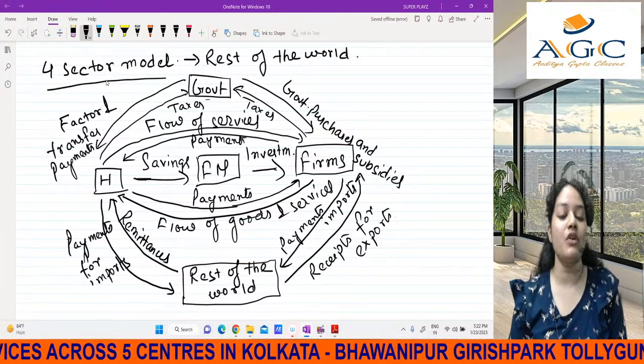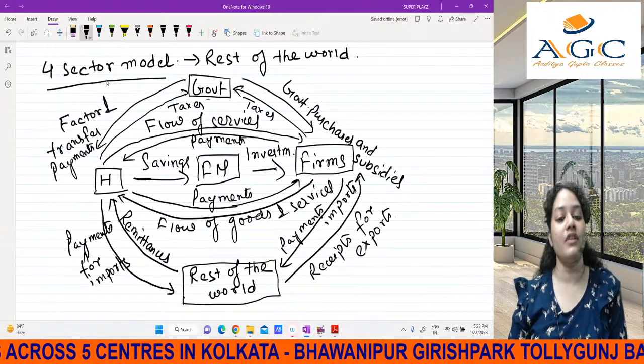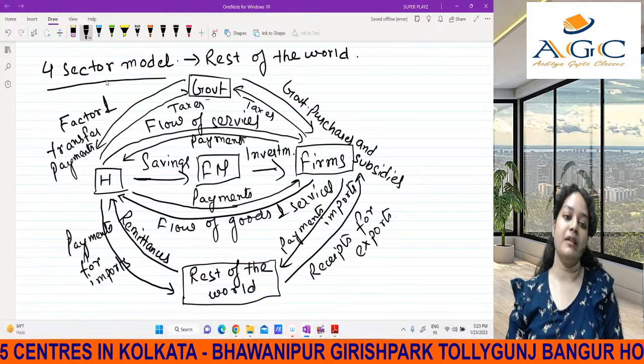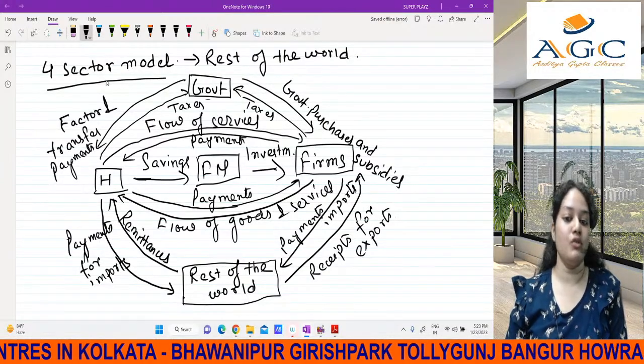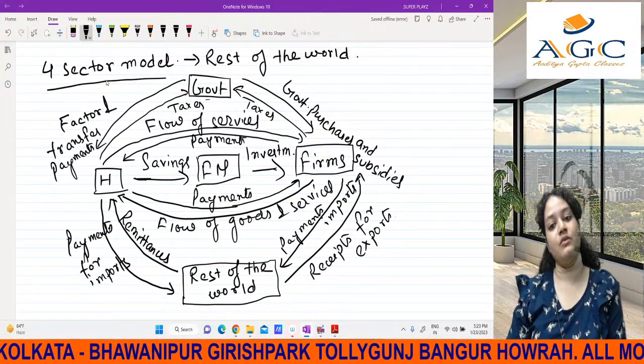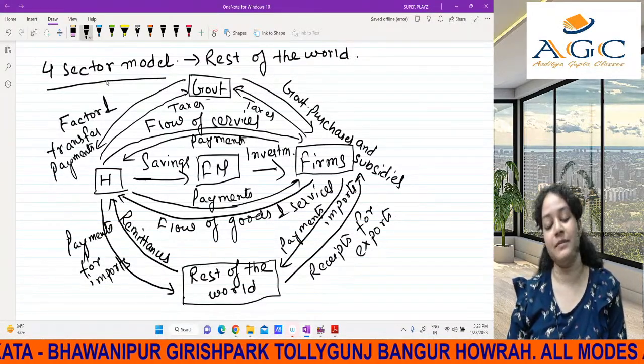And what are factor payments? As we are working for the firms, we are also working for the government as well. So we are getting paid. So factor payments are those payments. And then from the government side to the firms, what is happening? Government purchases and subsidies.